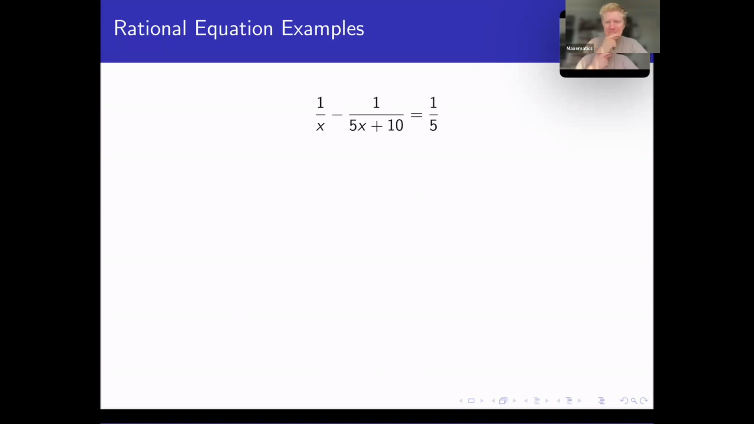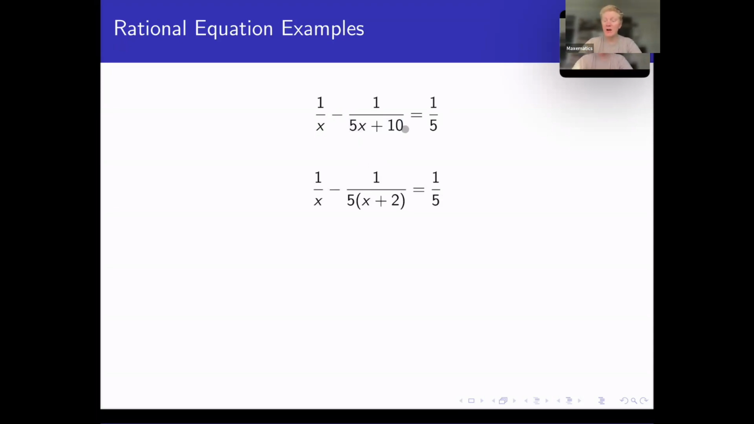Let's see. All right, 1 over x minus 1 over 5x plus 10 equals 1 over 5. Well, before we try and determine what the least common denominator is, I've been preaching factoring for so long. Let's factor this middle term. We can pull out a 5.